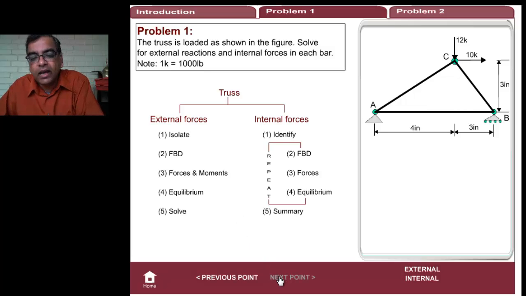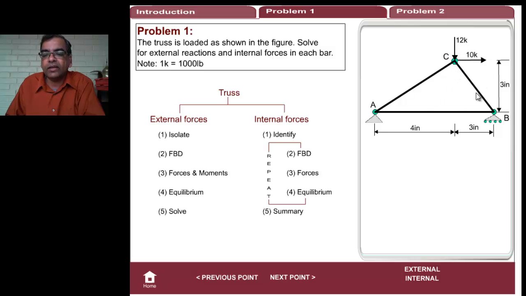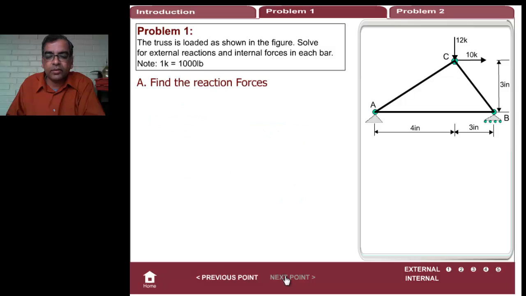Okay, so let's start. Here is the problem. I have a triangular truss loaded by 2 forces, one downwards 12K and another sideways 10K. We're going to solve it in a systematic way. First thing is to find the reaction forces. So I'm going to isolate the body, and I'm going to draw it.